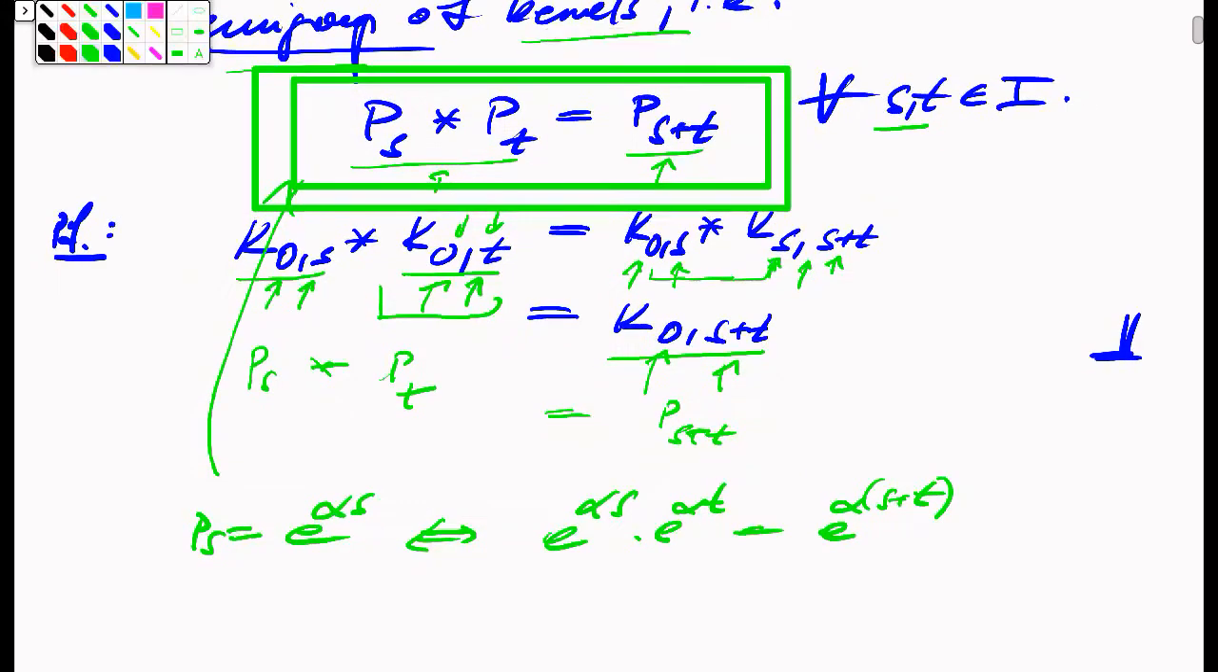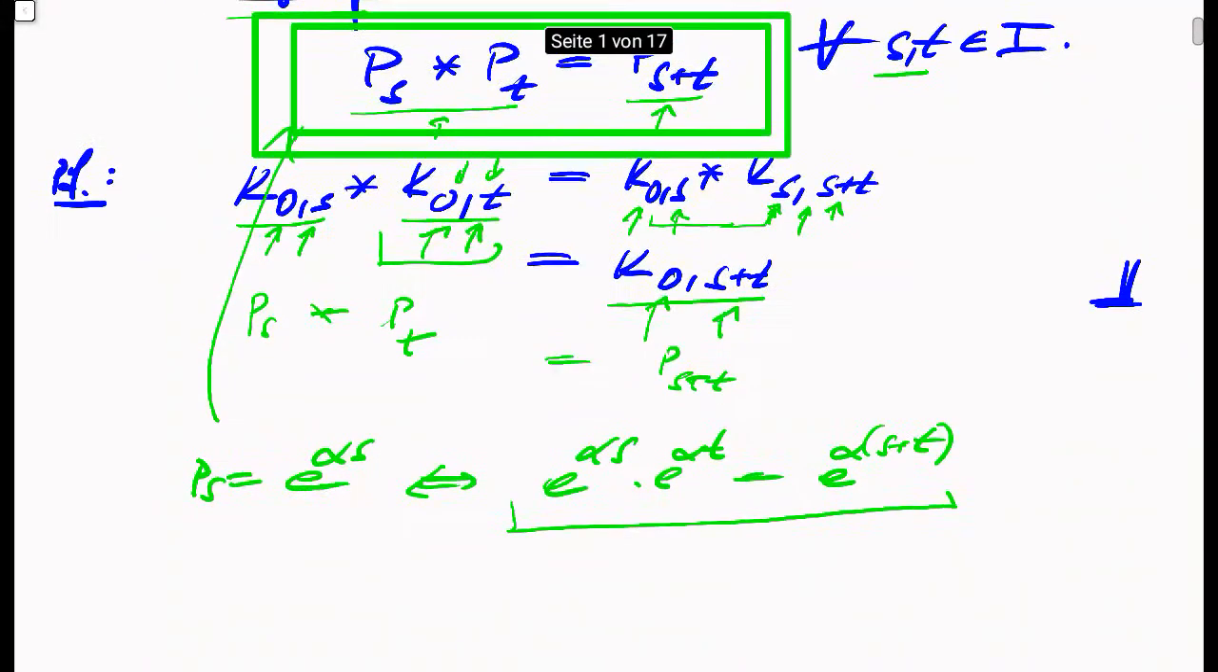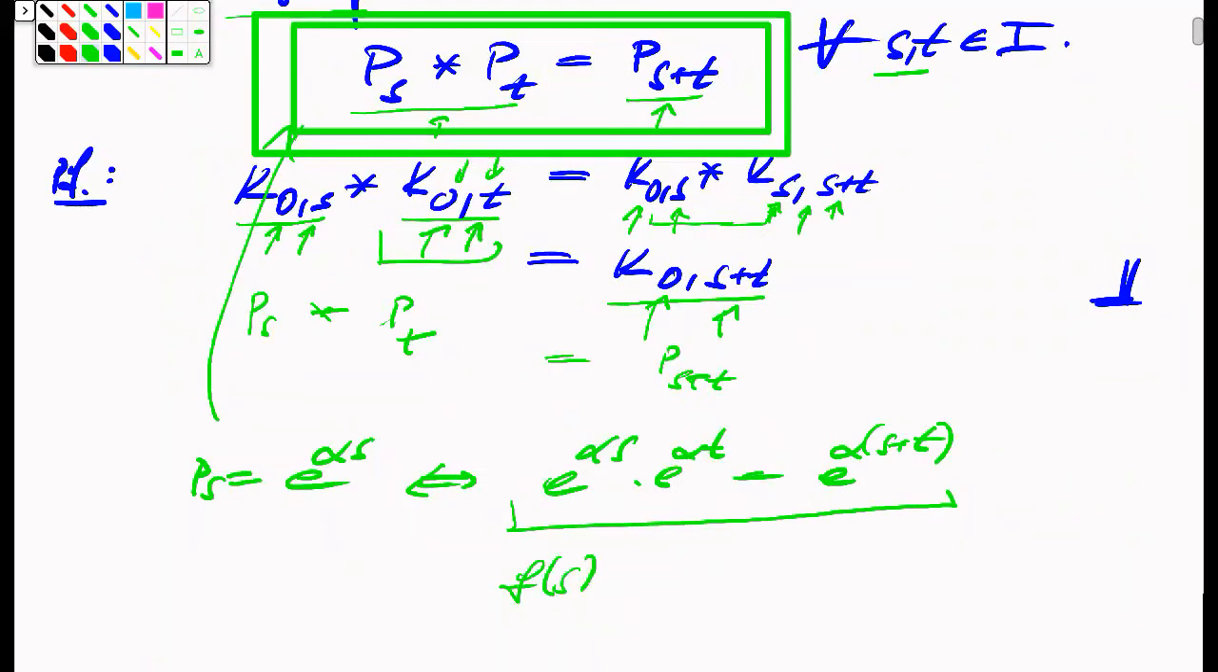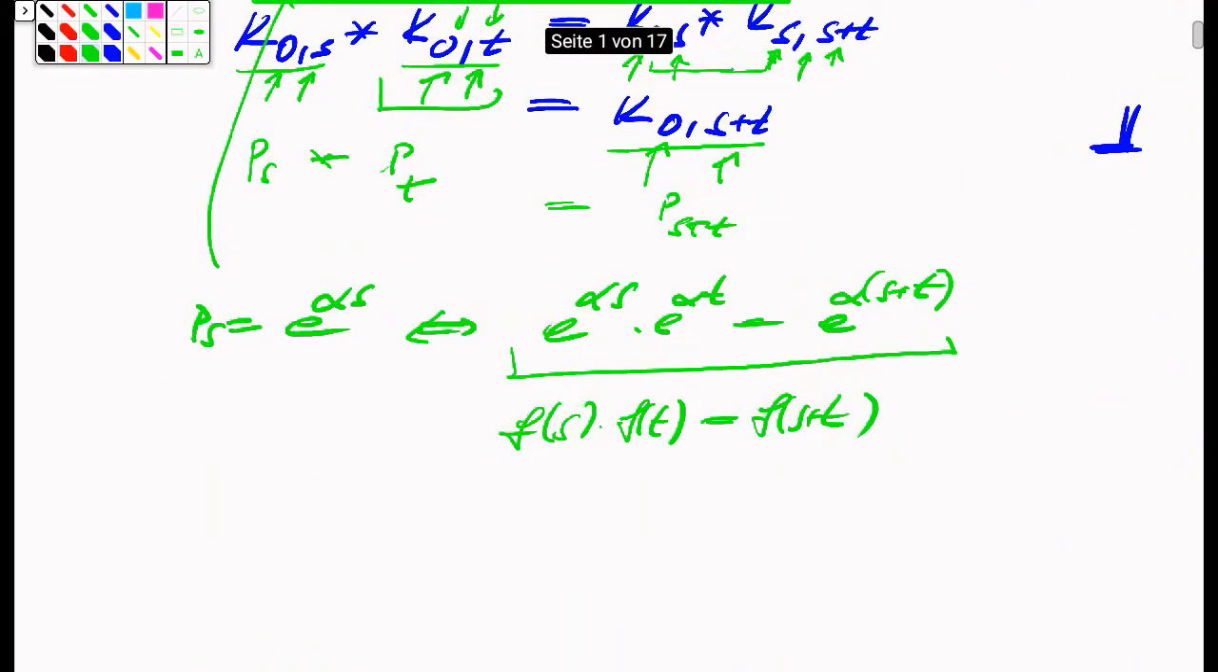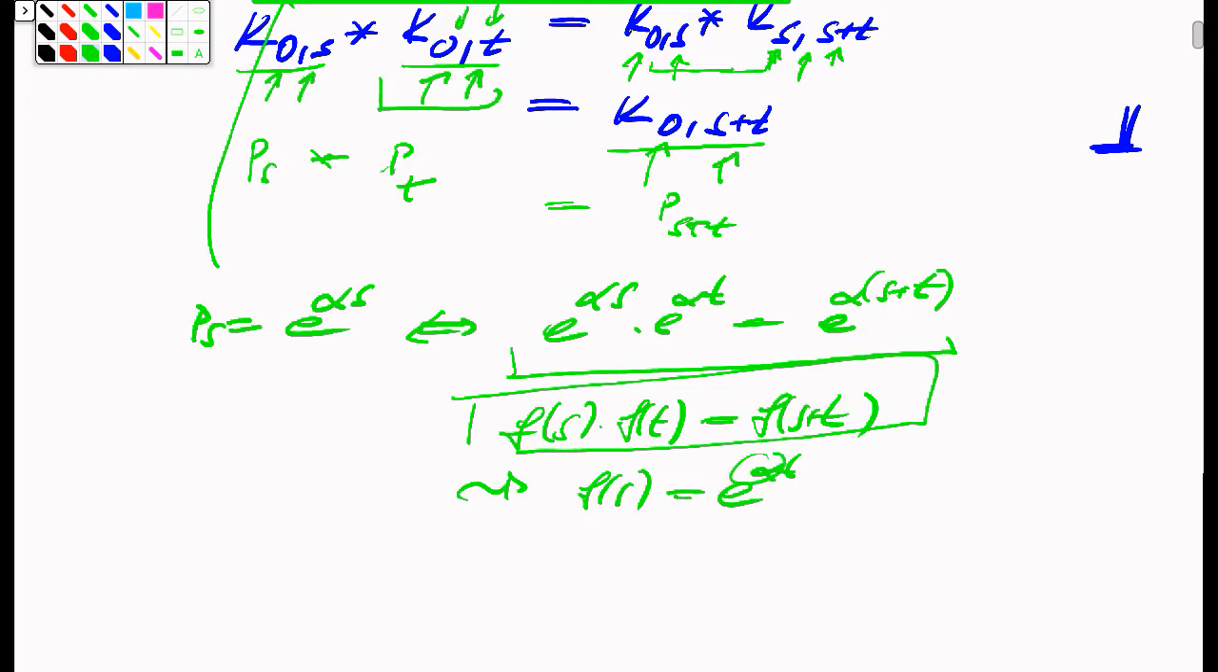In the case of the exponential function, we know that if we have a function which has the property that f of s times f of t equals f of s plus t, then in one-dimensional analysis we already know that the function f of s must be of the form e to the alpha s. And the only datum that is unknown after we have identified that such a relation holds true is this alpha coefficient.